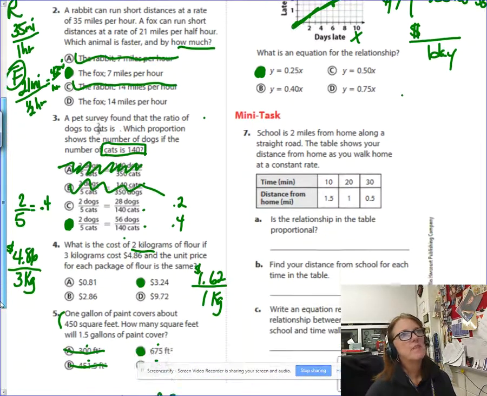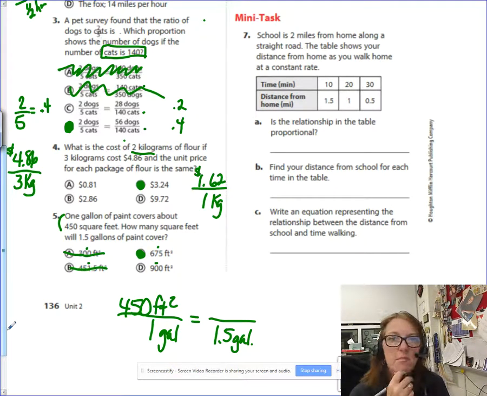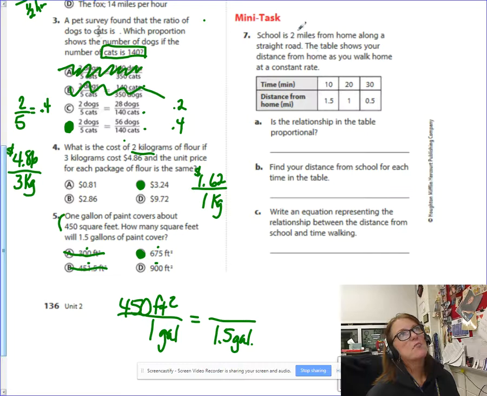Cool. Now, I have to tell you, number 7, I got kind of messed up on the first time I was looking through this and working it out. So I want to really talk you through this one. School is 2 miles from home.